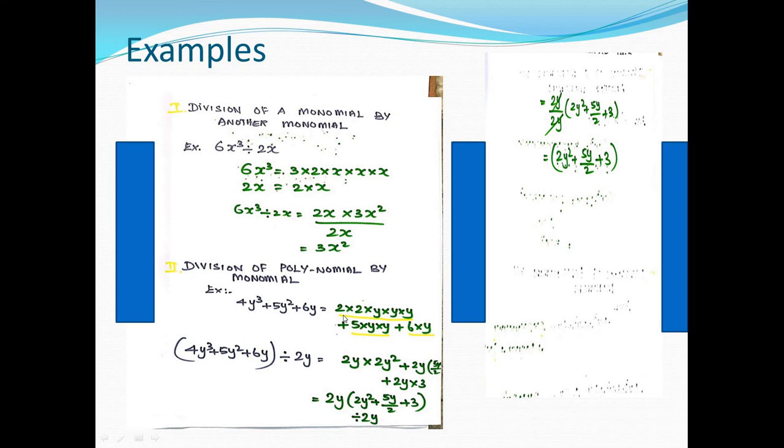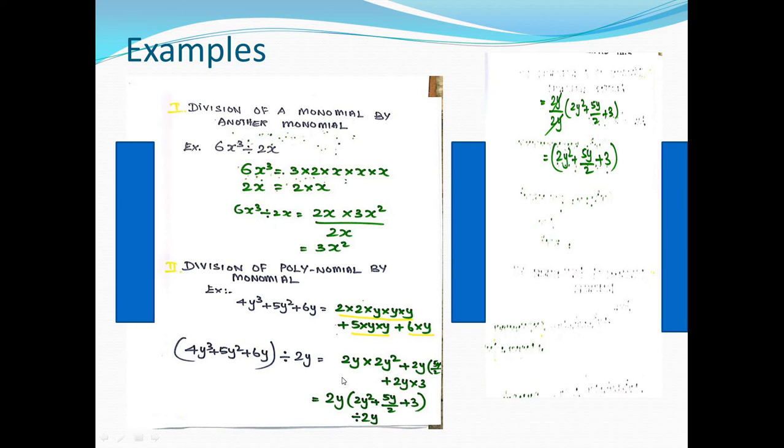It can be factorized as 4 is 2 multiplied by 2, and y cube is y multiplied by y multiplied by y, plus 5y square is 5 multiplied by y multiplied by y, plus 6y is 6 multiplied by y. So it should be divided by 2y, so we have to take 2y as the common factor.